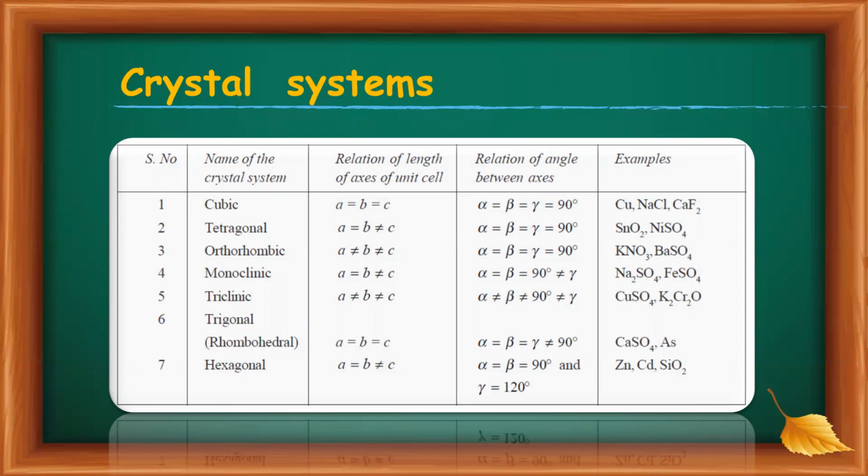For the cubic structure, sodium chloride, and for tetragonal example is SnO2, and for orthorhombic KNO3, and for monoclinic Na2SO4, and triclinic CuSO4, and trigonal CaSO4, and for hexagonal SiO2.